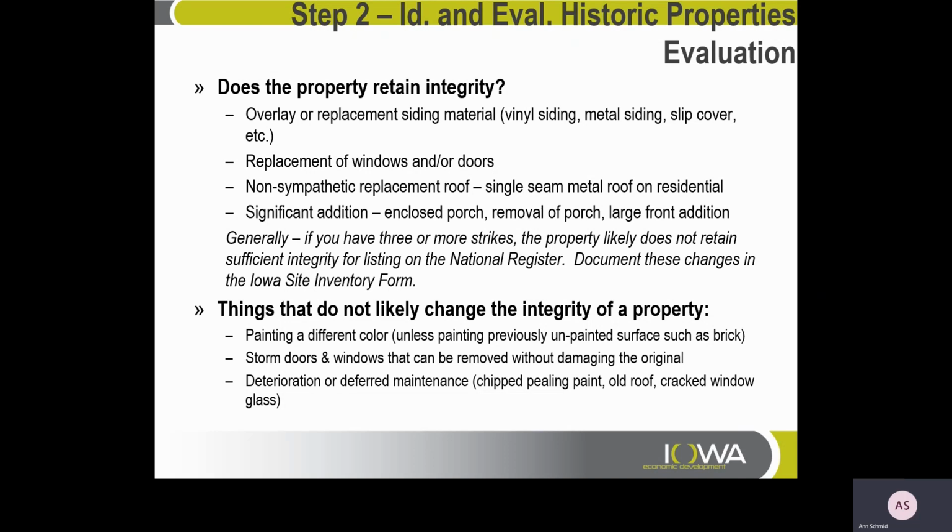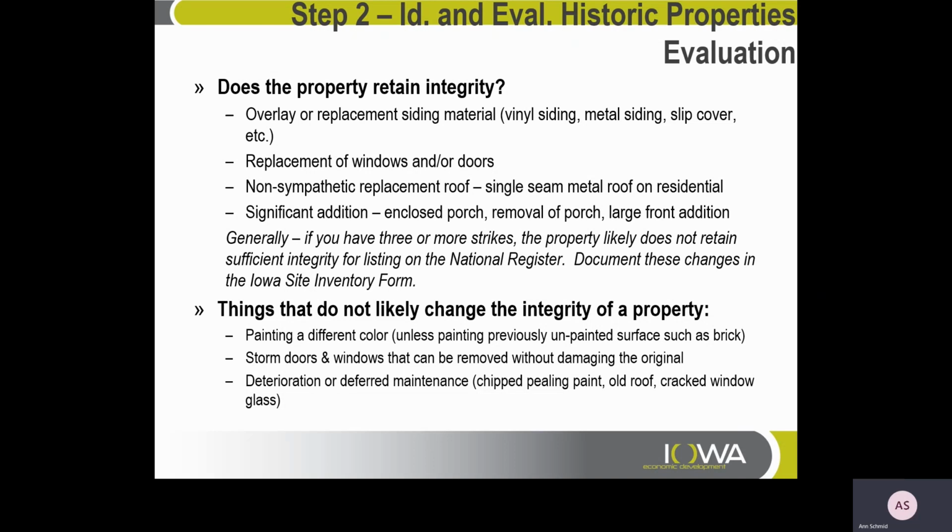Things that likely do not change the integrity of a property: painting a different color. Certainly if a homeowner wants to paint their house neon blue, it's not going to change the integrity of the materials there, especially if they're materials that were intended to be painted. Now, painting brick or previously unpainted brick could have some integrity issues. But if we're talking about wood siding and it is painted a specific color, that's not going to be a problem. Storm doors and windows that can be removed without damaging the original.